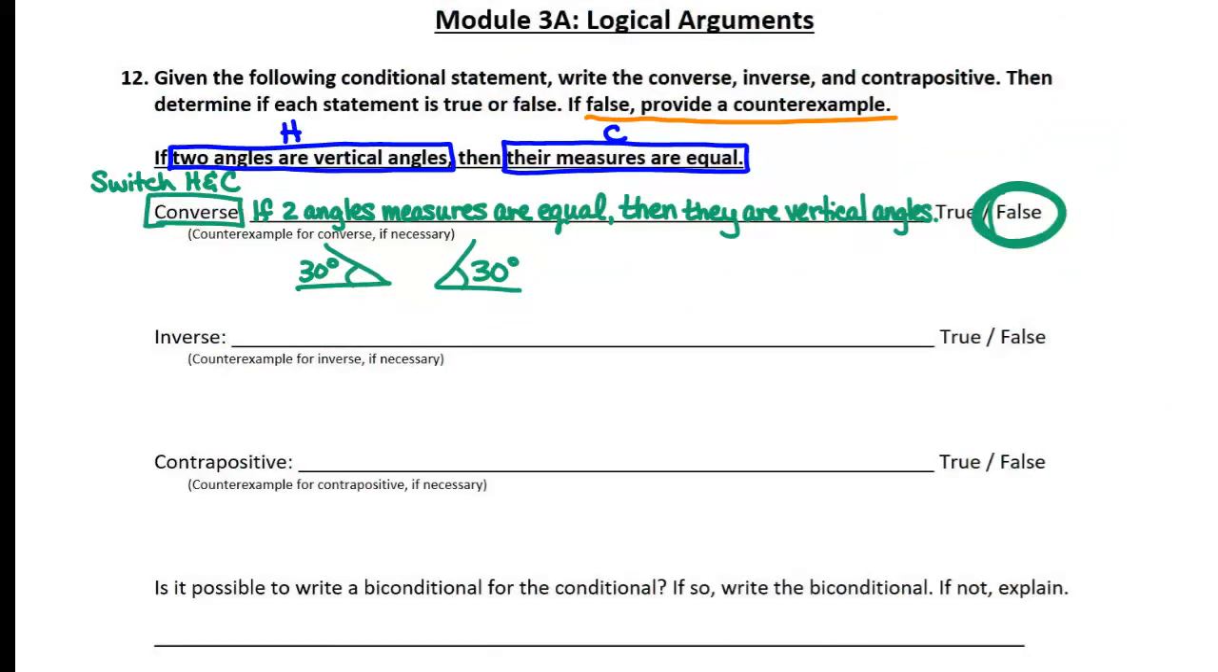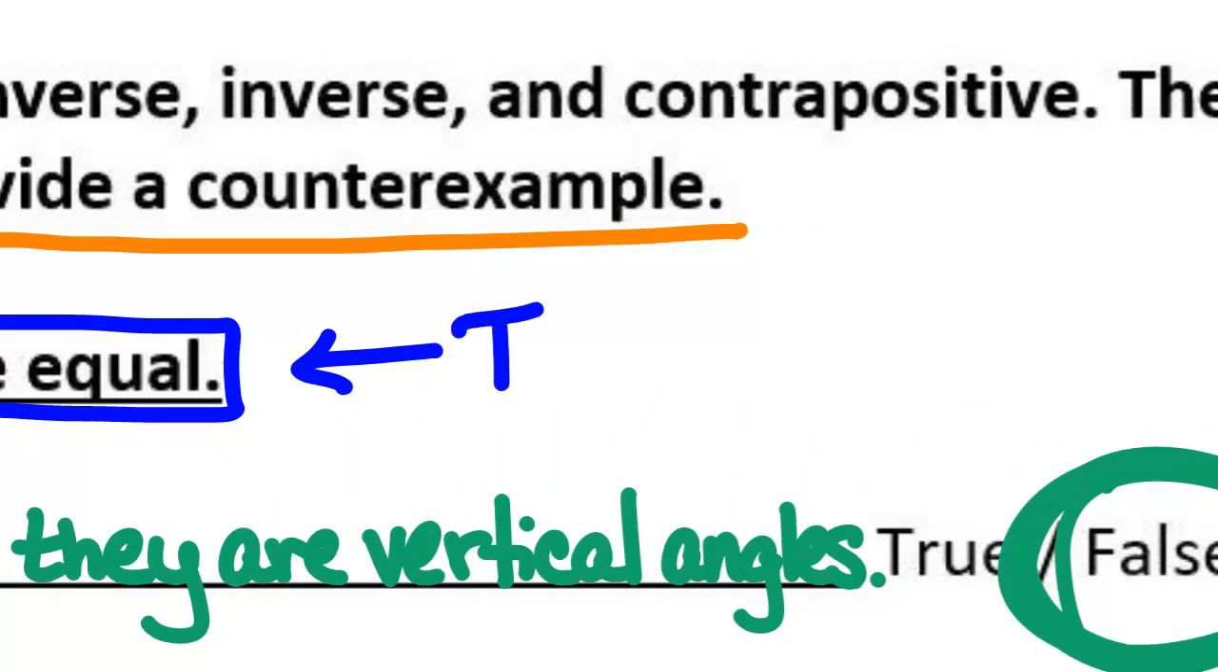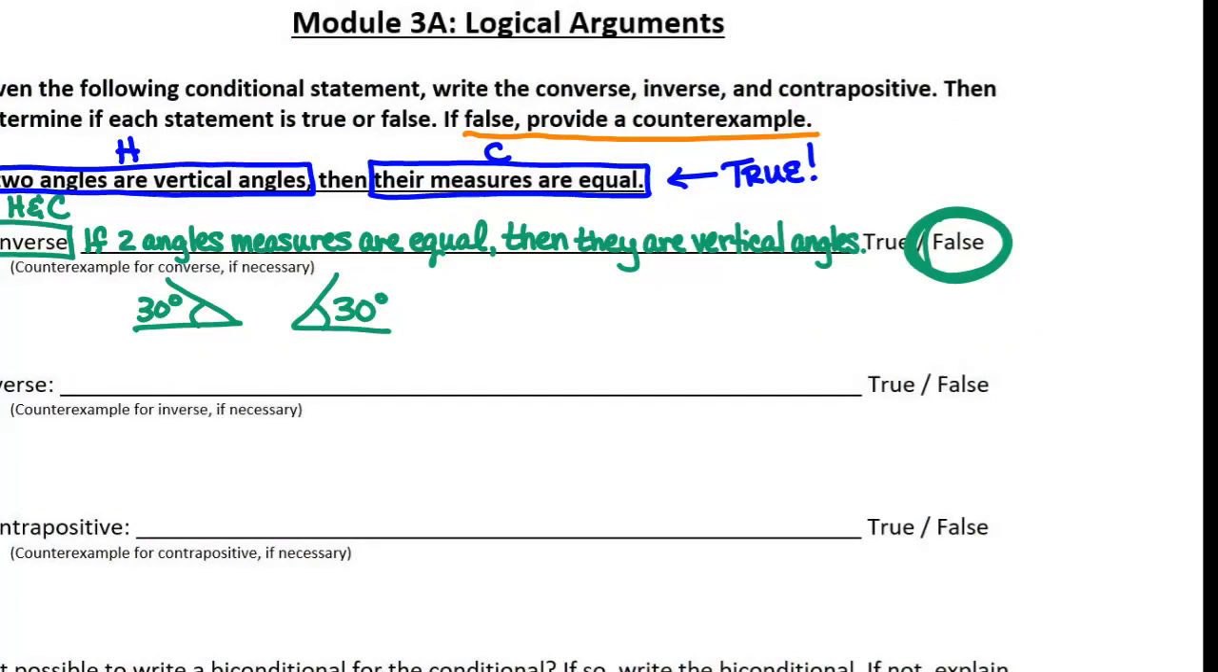Before we go on and we do the inverse, I want to ask about the truth of the original statement. If two angles are vertical angles, then their measures are equal. Is that something that is always true? If I have vertical angles, are they always going to be the same size? Are vertical angles always the same size? Yes, vertical angles are congruent, so vertical angles are always the same size. Our original conditional statement is true, but the converse is not true.